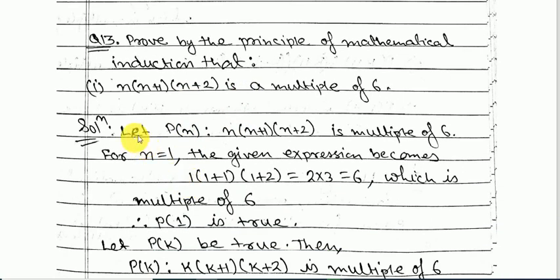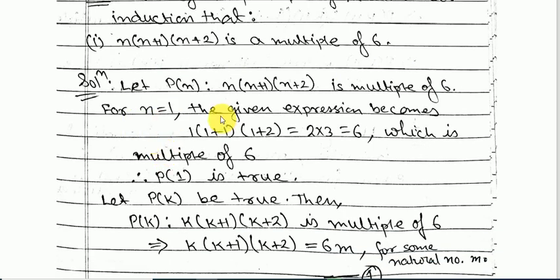So let us start. For this type of question, you have to say that this is the statement Pn. So let Pn be this. That means here we are taking the given statement as Pn. So let Pn: n into n plus 1 into n plus 2 is a multiple of 6. So this is how you write.